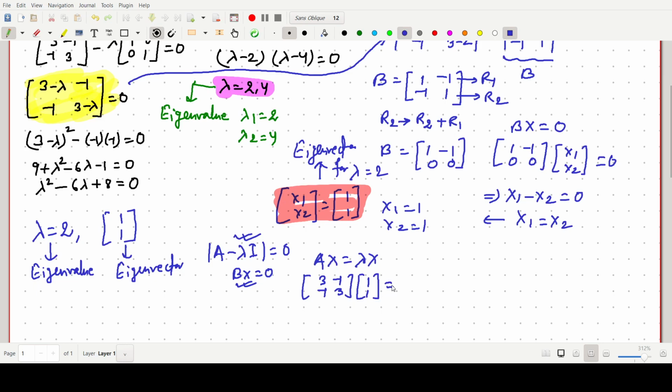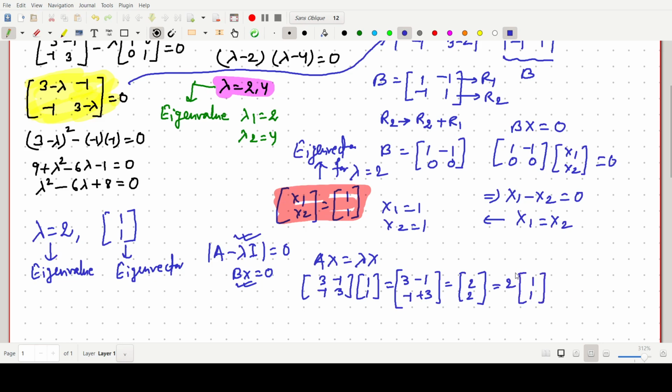Okay, so this value is nothing but simply 3 minus 1, and minus 1 plus 3. So this value is nothing but simply 2, 2. Now if we take 2 common, it should be 1, 1.